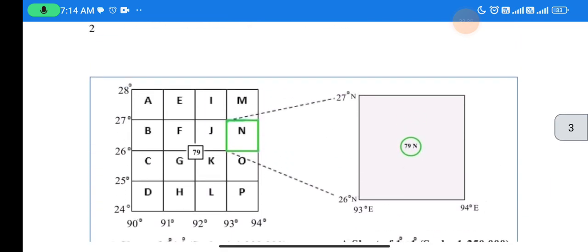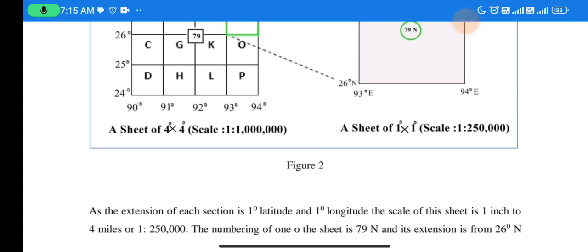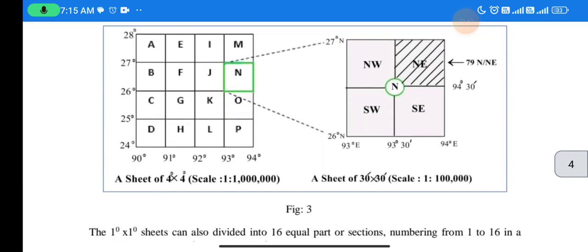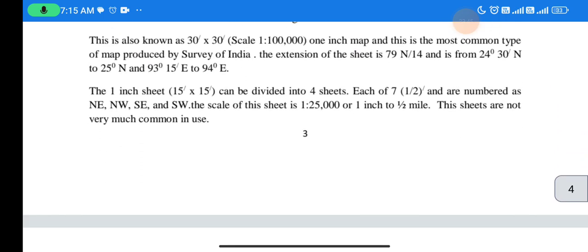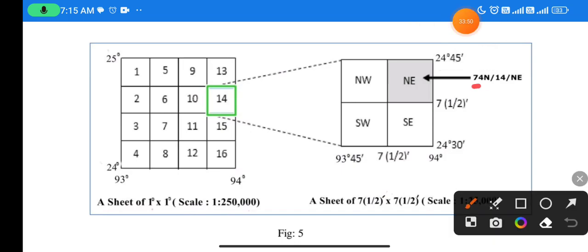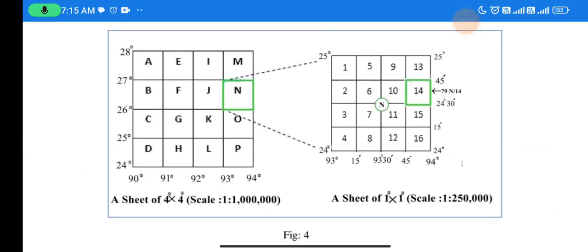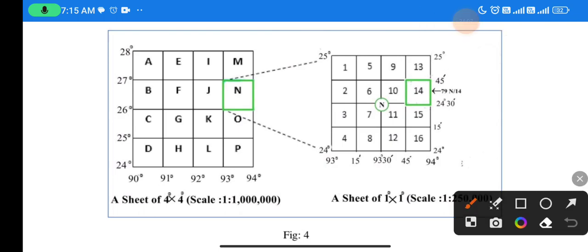So now the scale became 1 degree. So 10 lakh to 2,50,000. The scale became 2,50,000. So here, if we see, the scale became, just 74 by n, here the scale became 2,50,000. Okay, now again that 74 by n is divided into 4 parts, or actually the total 16 parts.